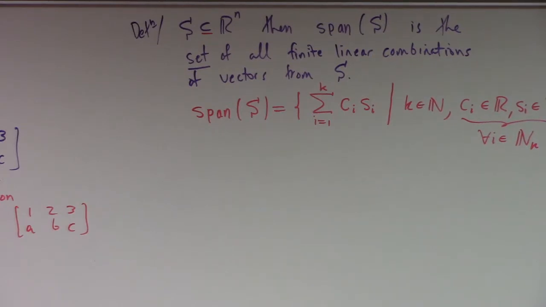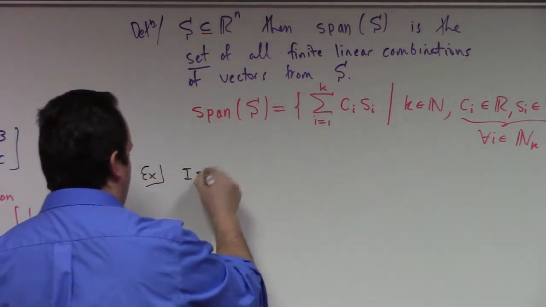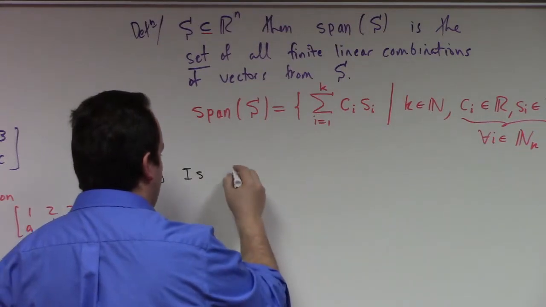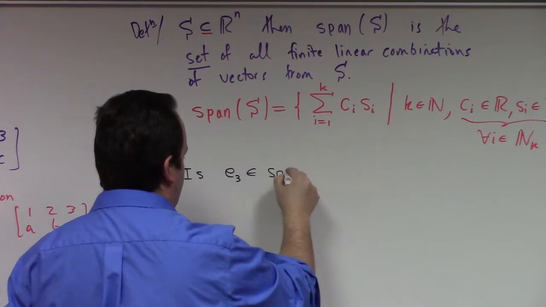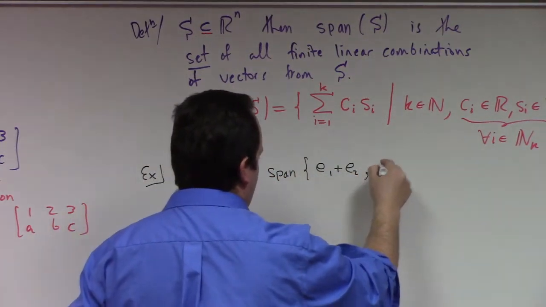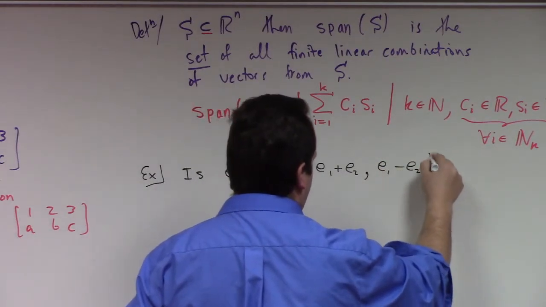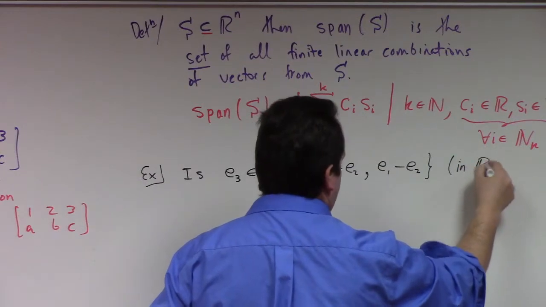So, we can ask questions like, here's a set of vectors, right? Is another vector in the span of that set of vectors? Let me show you an example. Let's keep it pretty simple. Is e3 an element of the span of e1 plus e2, comma, e1 minus e2? And all of this is happening in R^3, okay?